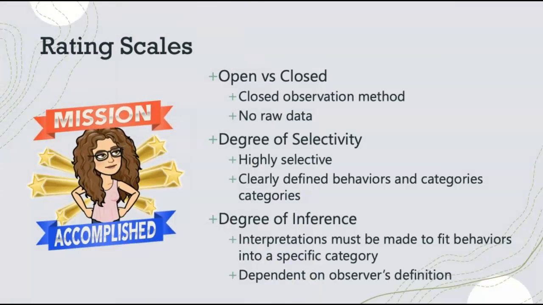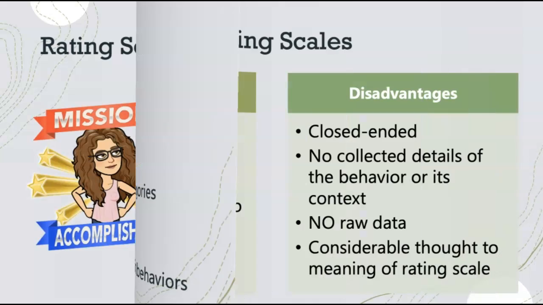Again, we are met with another closed observation method. Rating scales do not preserve raw data. Instead, it reduces the recorded information into a mark. There are no anecdotal records or comments involved. They are highly selective as behaviors are meant to fit into specific categories, and the behaviors are defined prior to being observed. When we refer to the degree of inference, it does indicate a judgment on behalf of the observer to fit the behavior into its respective category and place a mark on a continuum. Where the observer chooses to place the mark is purely based on the definition.